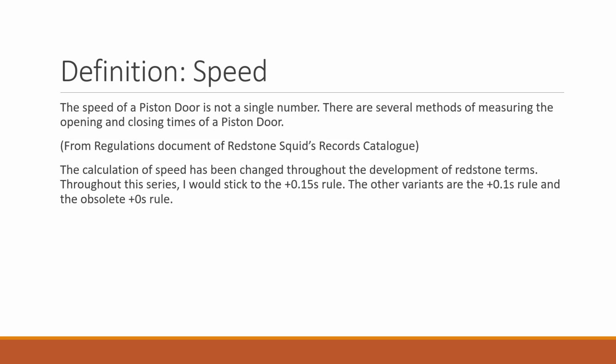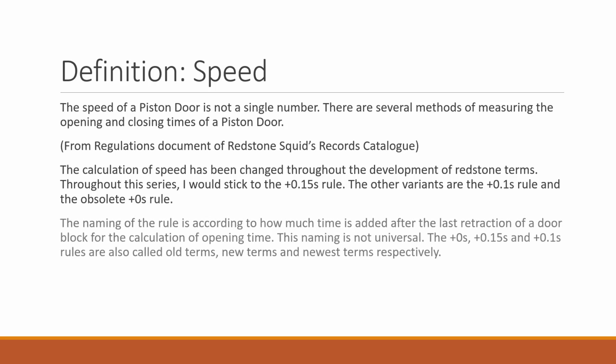To be honest, currently both the 0.15 second rule and the 0.1 second rule are used, but I'll just stick to the 0.15 second rule because there are a few advantages personally to me. It just makes timing calculations a bit easier, in my opinion. Just to mention, the naming of the rule is just according to how much time you need to add after the last retraction of a certain piston in the opening time.